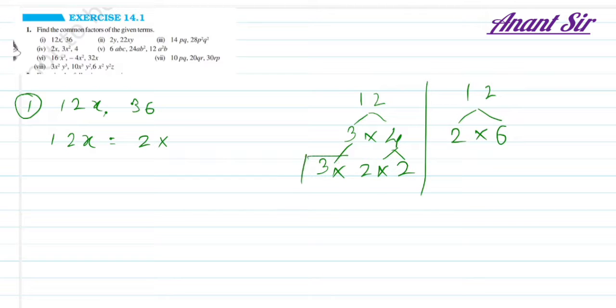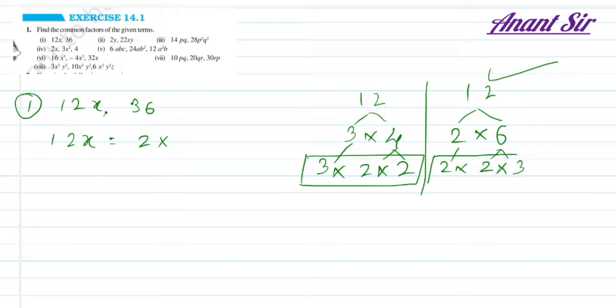So what are the factors? 3, 2 and 2. If you do it like this, 12 is 2 times 6, then this 2 will remain as it is because it is not divisible further, and 6 will be written as 2 times 3. Now again we cannot simplify this further because these three numbers, 2, 2 and 3, are prime numbers, right? So these are the factors: 2 into 2 into 3 multiplied by x.